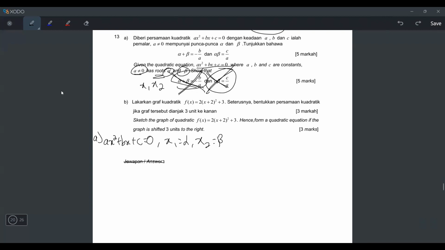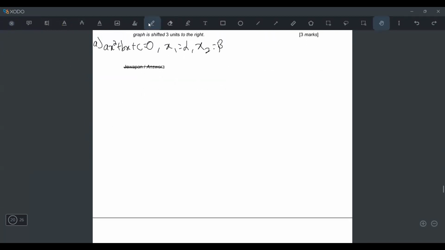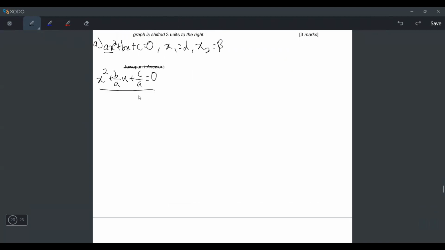Okay, so now let's try to do it. We have to work out what we cannot see yet. First of all, I know that this is a quadratic equation and I can divide everything by a, right? So when I divide by a, it will be x squared plus b over a x plus c over a equals 0. The reason I'm doing this is because I want to compare this equation with the other equation I get from these two pieces of info later.